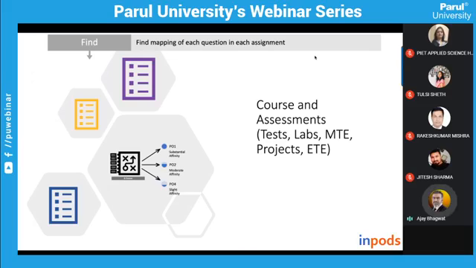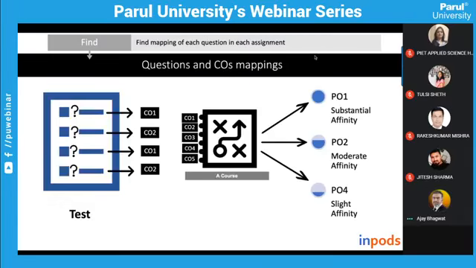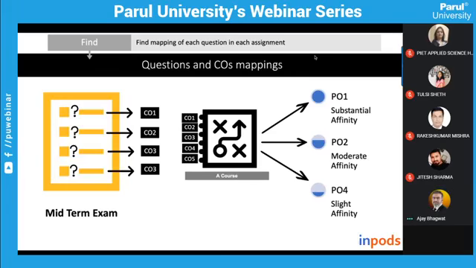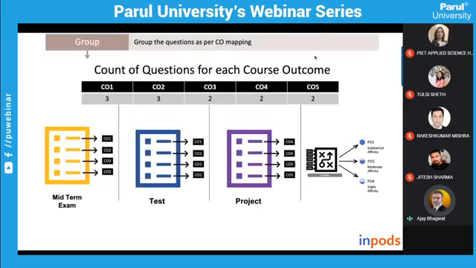So this is our course, and I'm going to consider 3 assignments in it. Each of the assignments has 4 questions for simplicity, and every question obviously has to have a mapping with a CO. So I have shown you how the questions are mapped with the COs in each of these assignments, right? And then we have to group these questions now according to their mappings with the CO. So we have 3 questions each for CO1 and CO2, and 2 questions each for the remaining COs, as you can see here.